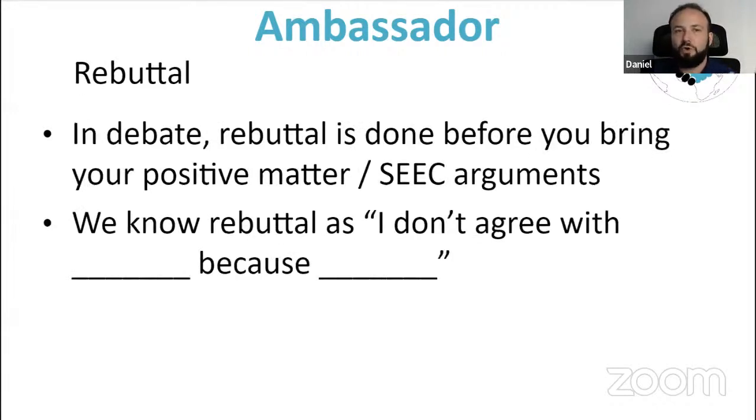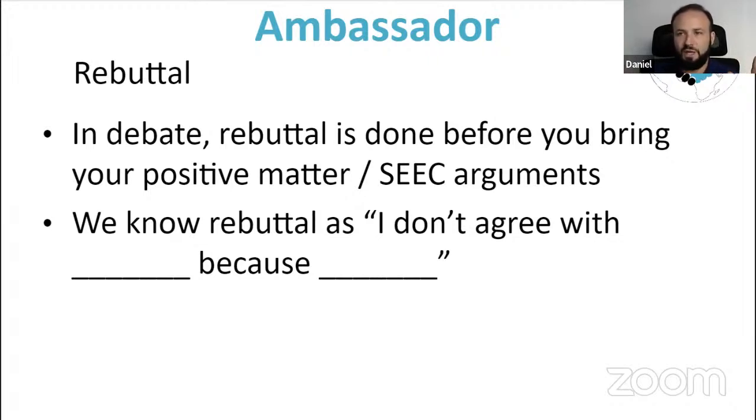In debate, rebuttal is usually done before you bring your positive matter or your seek arguments. So in a debate, you would start by saying the other side said this, either statement or explanation, that is incorrect because, and you would do exactly what we did in our engagement assignment. You would take what you disagree with, you take a minute or two to disagree with all the points you disagree with, and then you would bring your full seek argument. So this is the place where rebuttal fits into a debate.